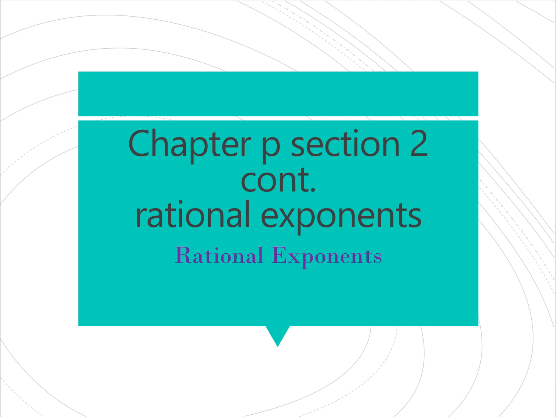Okay, guys, chapter P, section 2, we're continuing. We're still talking about exponents. The first day we talked about exponents, and it was just nice, pretty whole numbers, right? Then we talked about negative exponents. How do we make a negative exponent positive? We move it. I like the word, we move. We don't flip, we move. If it's in the numerator, you move to the denominator. If it's in the denominator, you move to the numerator, right?